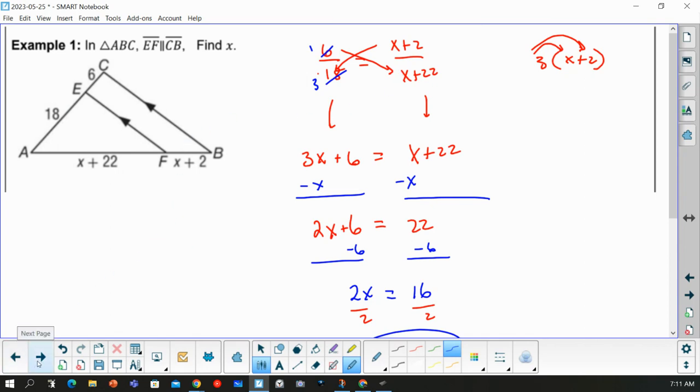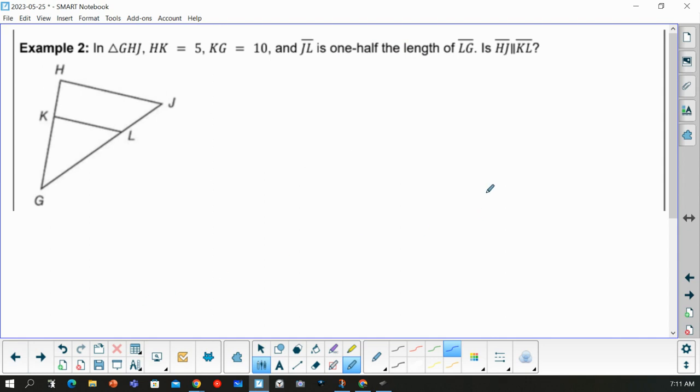Okay, let's try example number 2. There were 2 examples here. This is a good one just because it gives you another type of problem. Same basic idea, but it's going to look a little bit different. HK is 5. KG right here, 10. JL right here is half the length of LG. So this is half of whatever this one is.